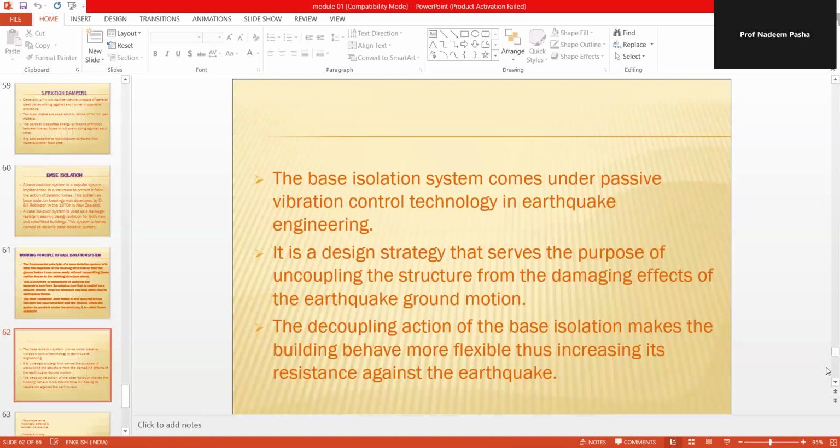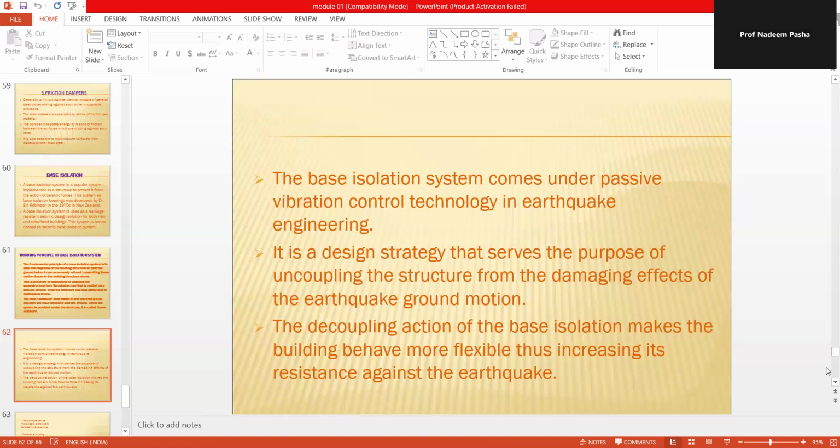So what is happening? Base isolation is a design strategy that uncouples the structure from the damaging effects of the earthquake ground motion. So what is it doing? It is isolating itself from the superstructure during an earthquake. The decoupling action of the base isolation makes the building behave more flexibly, thus increasing its resistance against the earthquake.